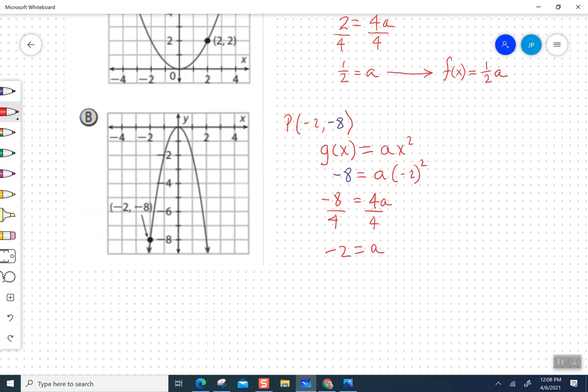Well, if that's the case, then I know now my function is g of x equals -2x squared. Okay, that's how you work backwards from a graph to get a function rule for the parabola.